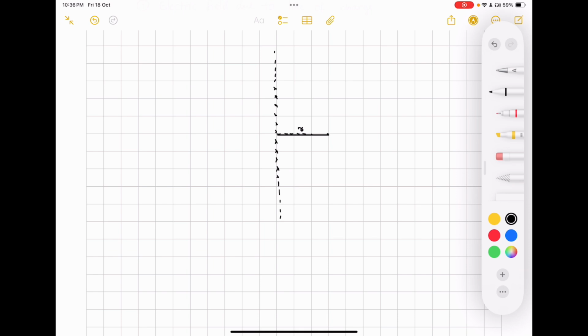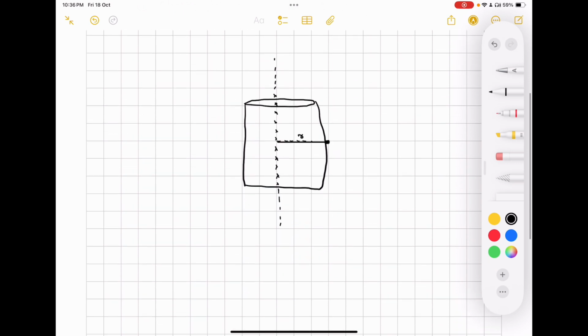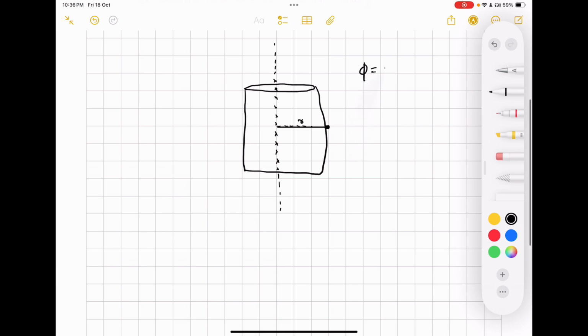So what we will do is assume a Gaussian cylinder in such a way that the point is on the surface of the cylinder. So we have Gauss law: phi is equal to 1 by epsilon 0 q enclosed. So we need to find the net charge enclosed.